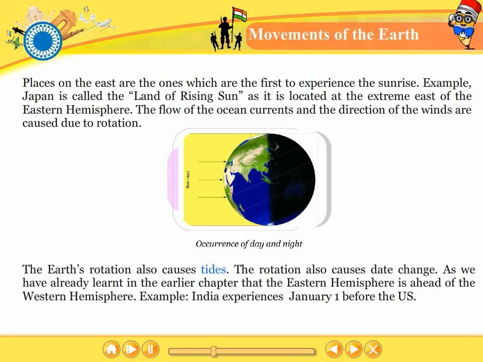hemisphere. The flow of the ocean currents and the direction of the winds are caused due to rotation. The Earth's rotation also causes tides. The rotation also causes date change, as we have already learned in the earlier chapter that the eastern hemisphere is ahead of the western hemisphere. Example, India experiences January 1 before the US.